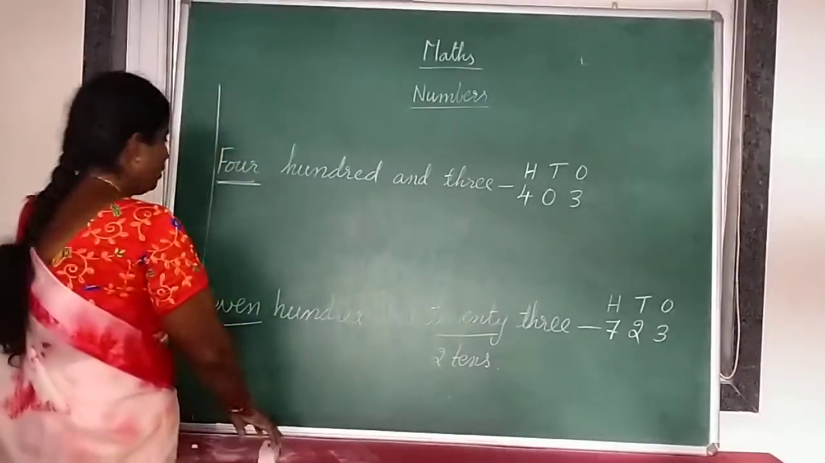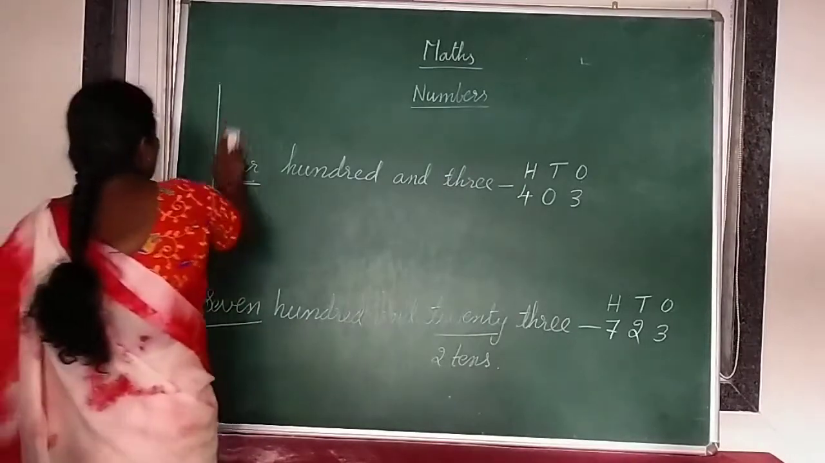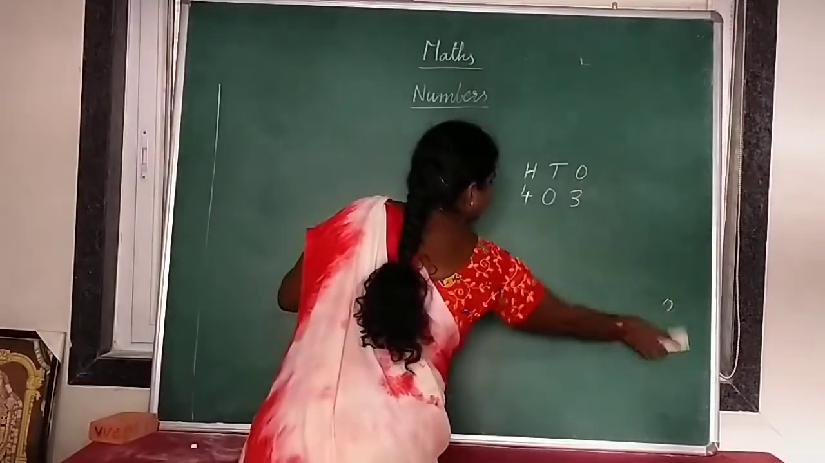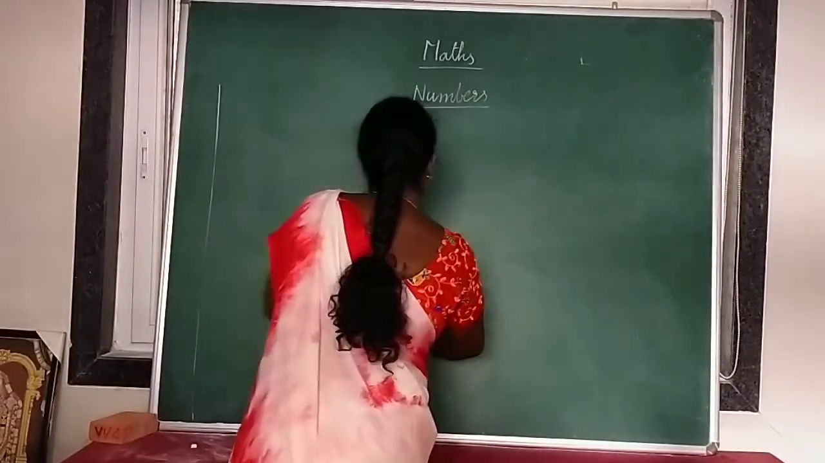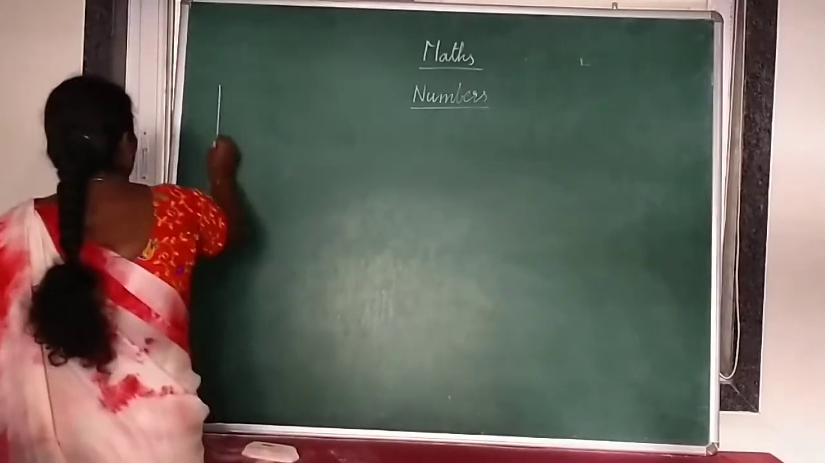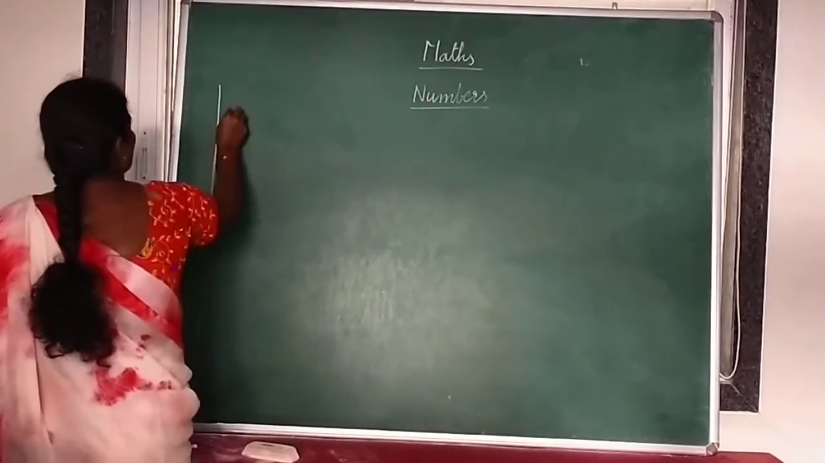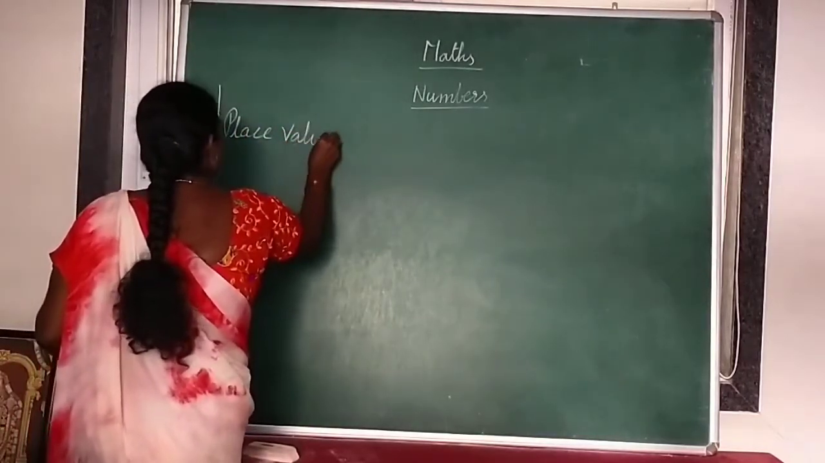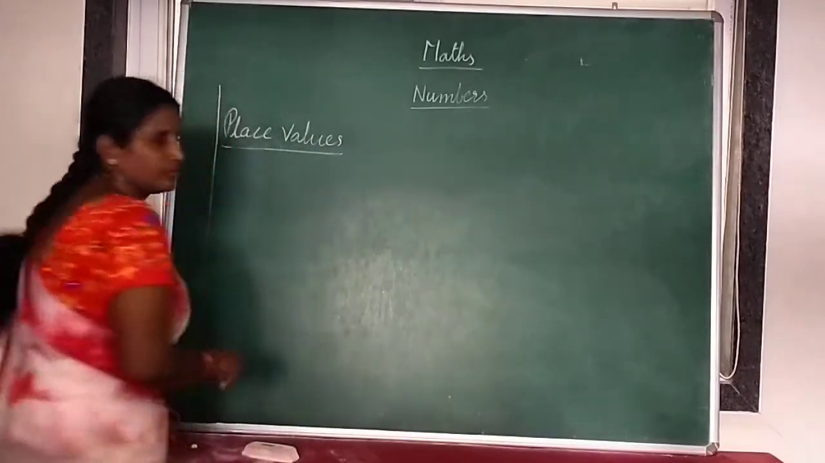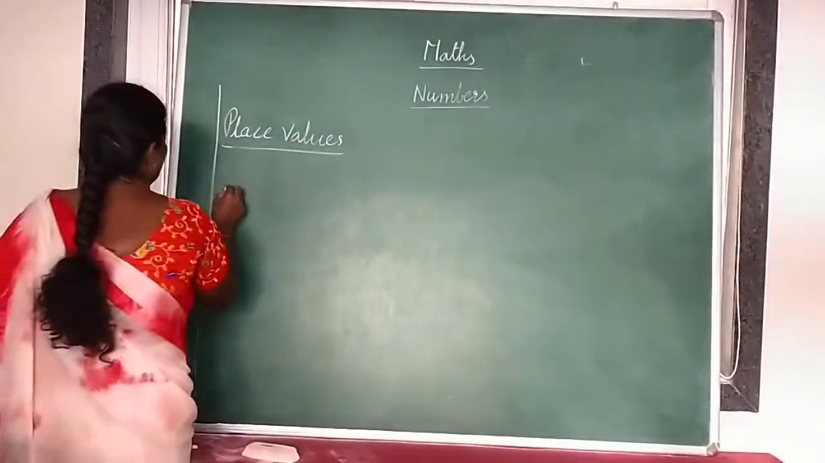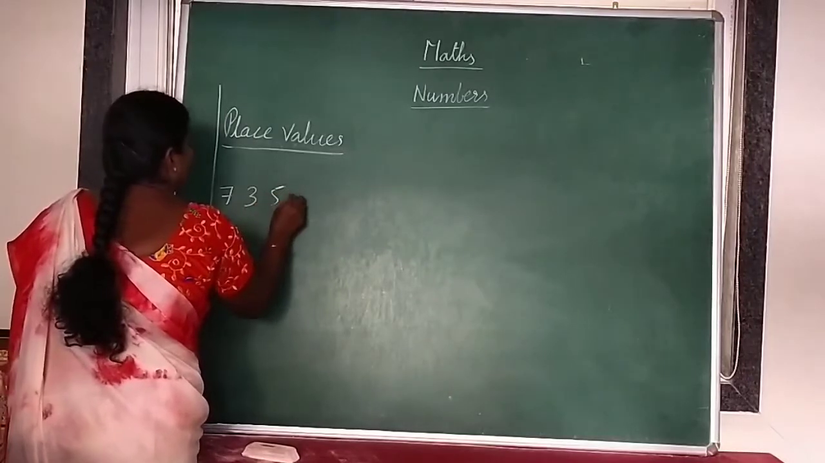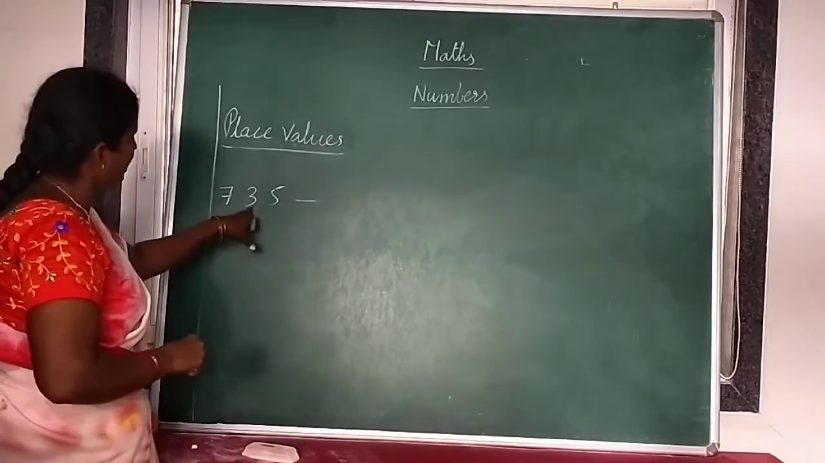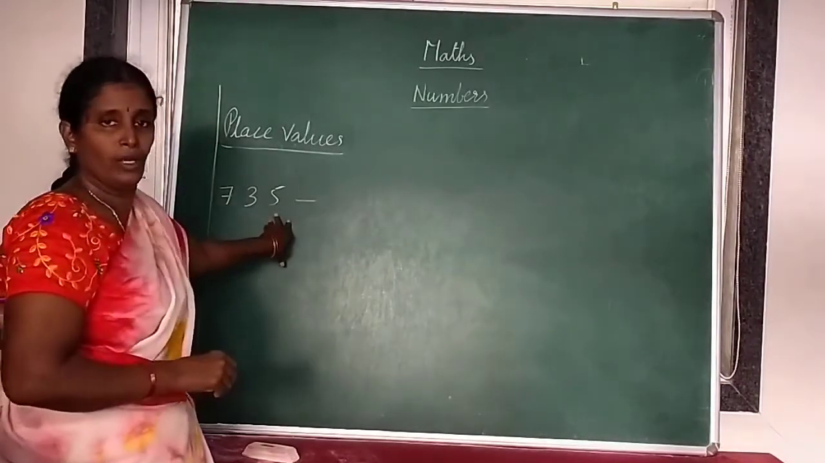Yes. So already you learned these. Today we are going to learn place values. Okay? Place values. Okay? 735. So here we have to find the place. We can find the place value of 7, place value of 3 and place value of 5 also.